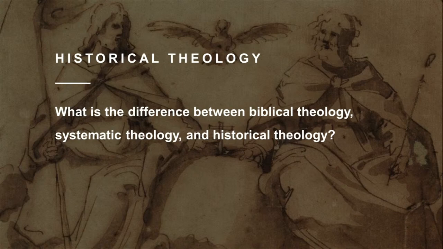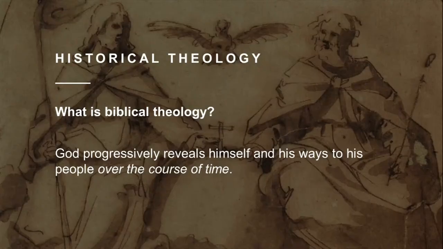Again, I mentioned before we're going to look at biblical theology, systematic theology, and historical theology to explain the differences between the three. But before we look at historical theology, first we're going to start with biblical theology. So what is biblical theology? Biblical theology looks at Scripture broadly and reminds us that God does not give us the Bible all at once. Instead, God progressively reveals himself and his ways to his people over the course of time.